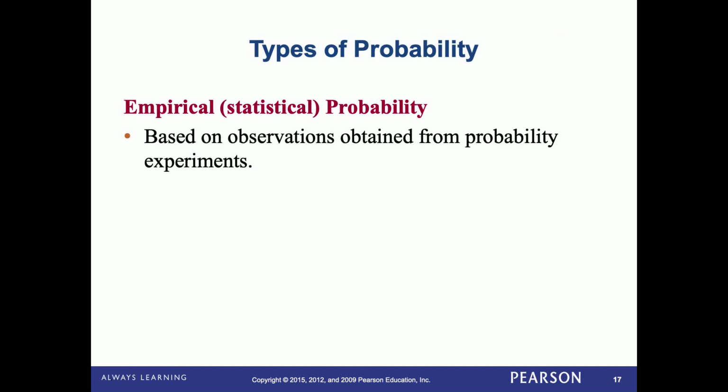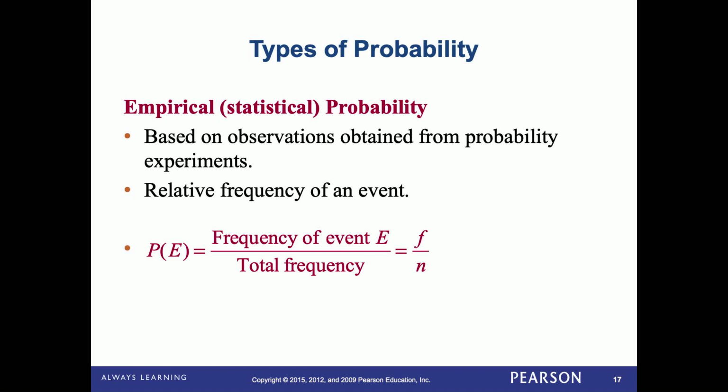Another type of probability is empirical or statistical probability. Looking at a sample, not a population, based on observations obtained from probability experiments, kind of like our text message experiment. Relative frequency of an event. So we count up using tally marks how many times an event happens based on total sample size. So the probability of an event E occurring is the frequency of E over the total N.